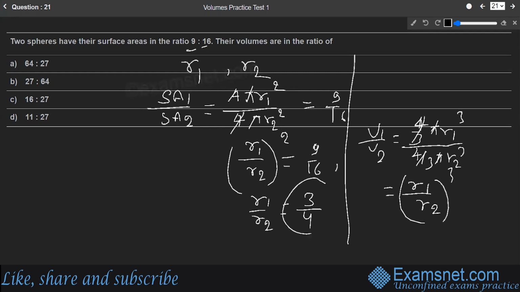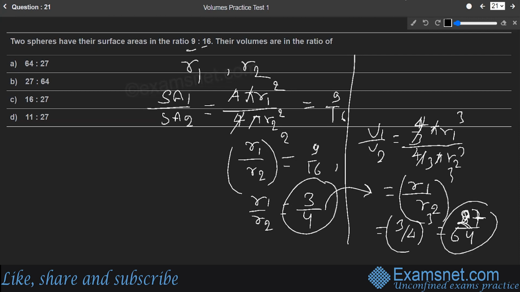We already know the r1 by r2 value. Let's put it here. So we're going to get 3 by 4's whole cube, which is nothing but 27 by 64. That should be the right answer. It has to be 27 by 64. It is available in option number B. So that becomes the right answer there.